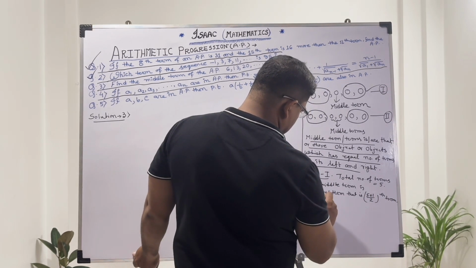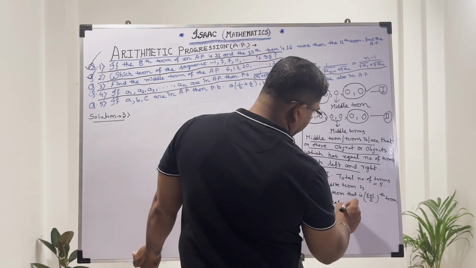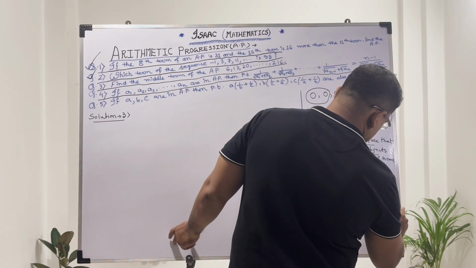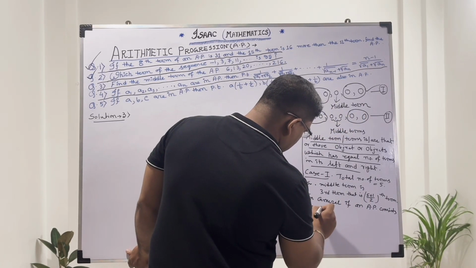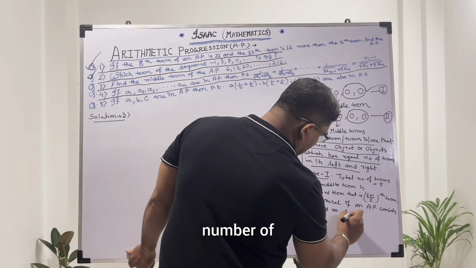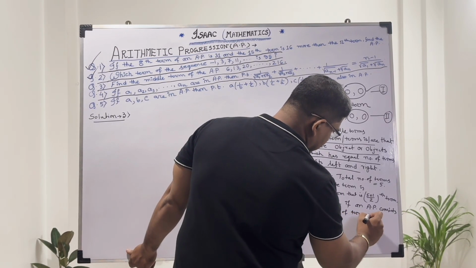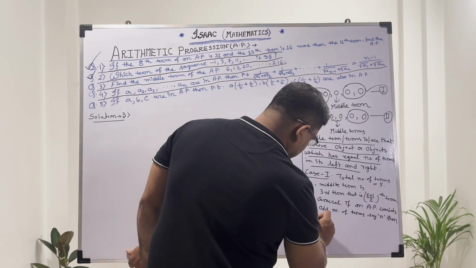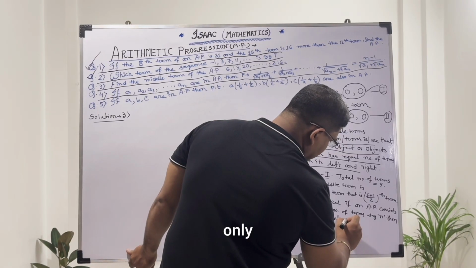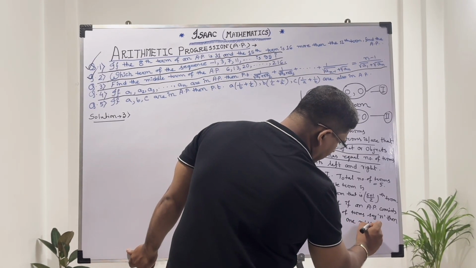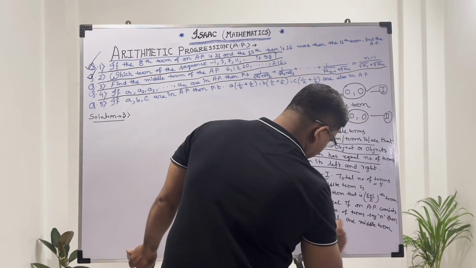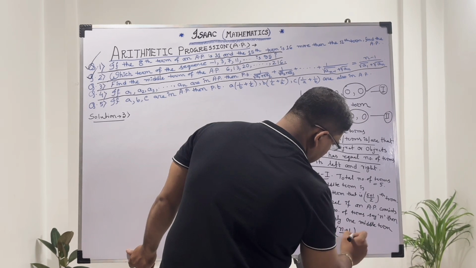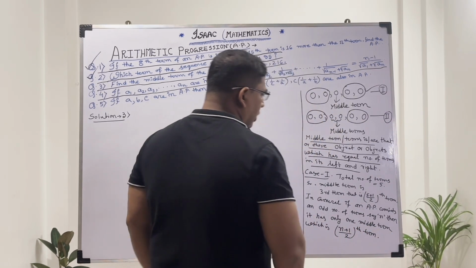In general, if an AP consists of an odd number of terms, say n, then it has only one middle term, which is (n plus 1) whole divided by 2 th term. Okay.